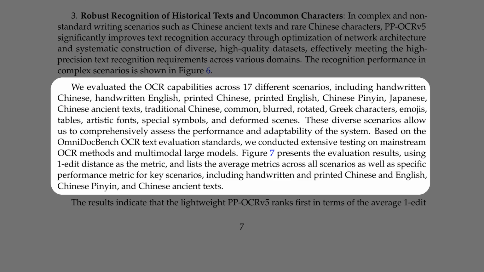We evaluated the OCR capabilities across 17 different scenarios, including handwritten Chinese, handwritten English, printed Chinese, printed English, Chinese Pinyin, Japanese, Chinese ancient texts, traditional Chinese, common, blurred, rotated, Greek characters, emojis, tables, artistic fonts, special symbols, and deformed scenes. These diverse scenarios allow us to comprehensively assess the performance and adaptability of the system. Based on the OmniDocBench OCR text evaluation standards, we conducted extensive testing on mainstream OCR methods and multimodal large models.